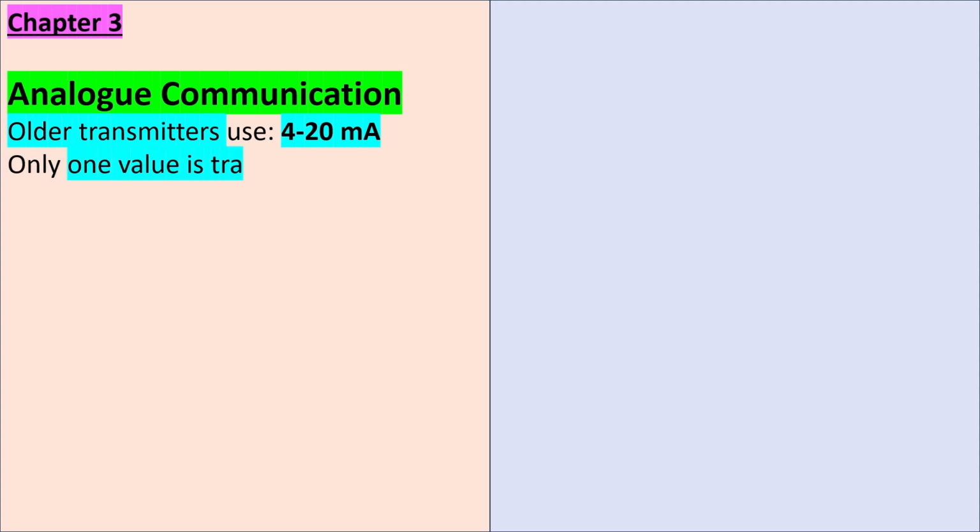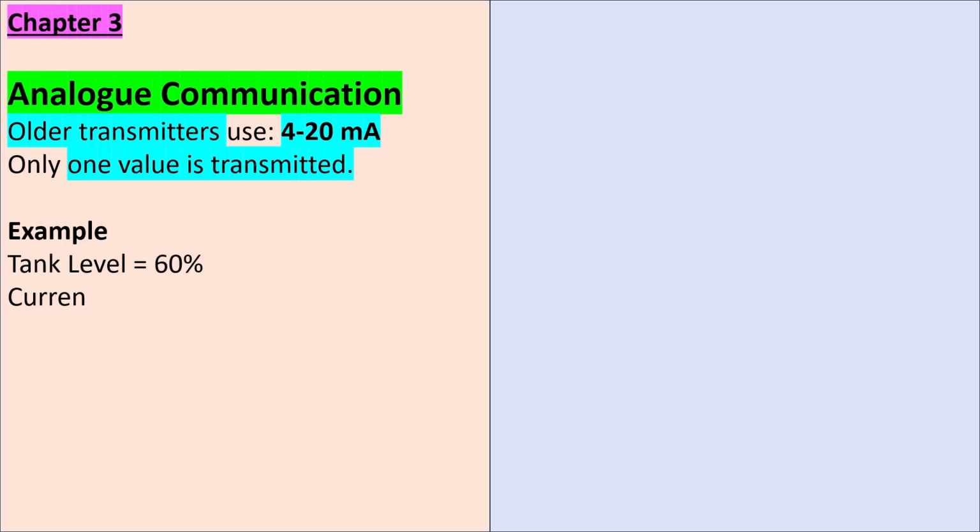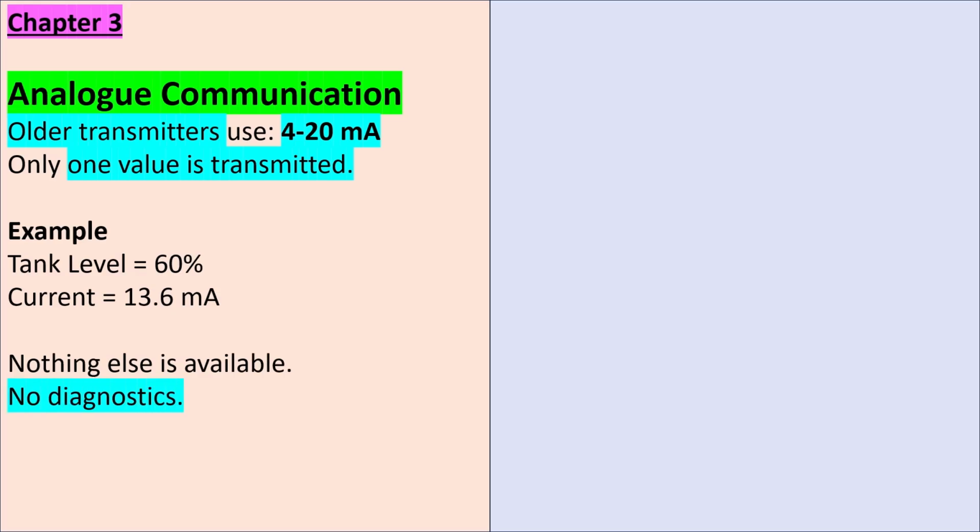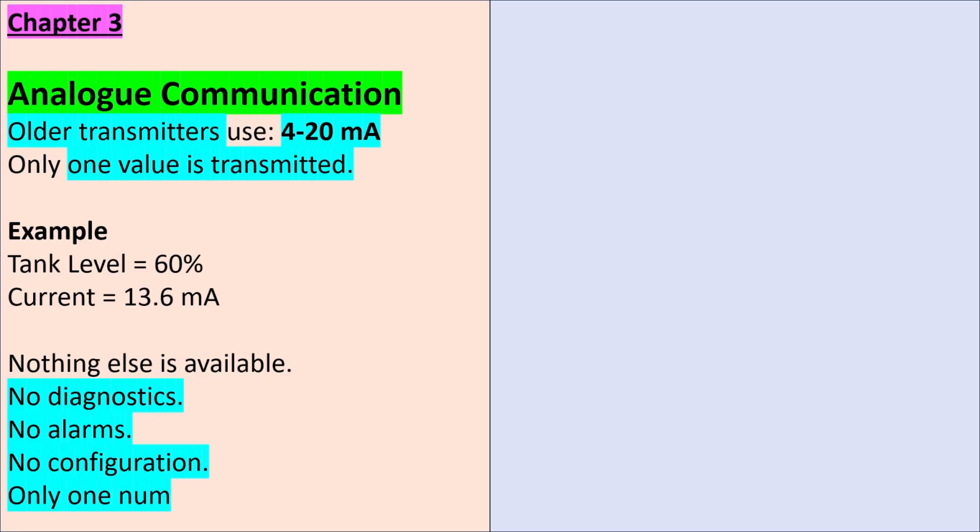Chapter 3. Analog communication. Older transmitters use 4 to 20 milliamps. Only one value is transmitted. Example: tank level equals 60%. Current equals 13.6 milliamps. Nothing else is available. No diagnostics, no alarms, no configuration. Only one number.